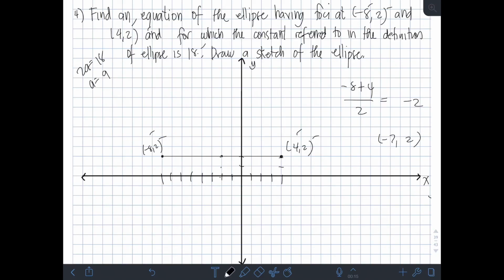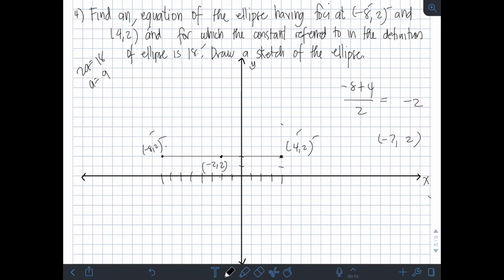So, saan yun? Ito. So, ito si center. Negative 2, 2. Equidistant dito sa dalawang focus. Tapos, alam natin na si A is 9 units. So, ngayong alam na natin yung center, magbilang tayo ng 9 units pakanan at pakaliwa mula sa center.